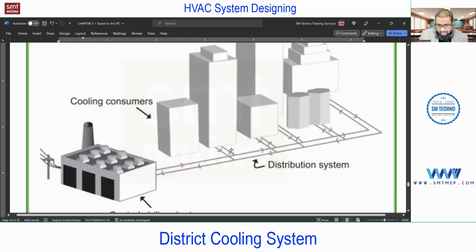And you can find the return also. You see, supply, return. You can compare it to a chilled water system. But the point is, the chiller is not in the building, it's away from the building, and the capacity is high, which can serve multiple buildings. So the chilled water, with insulated pipe, we are supplying to multiple buildings.